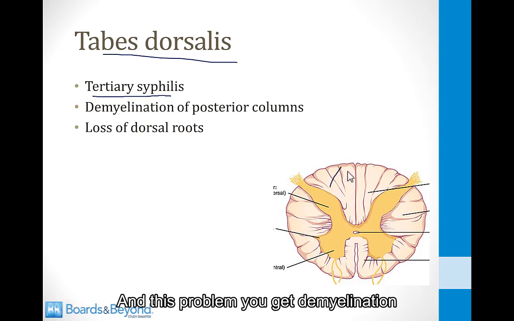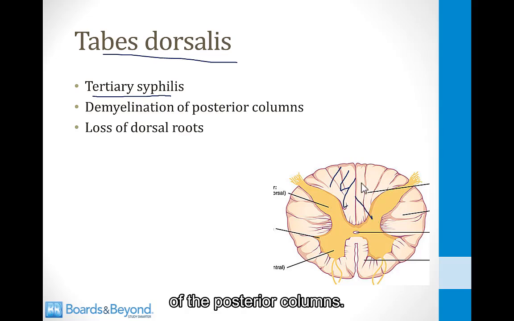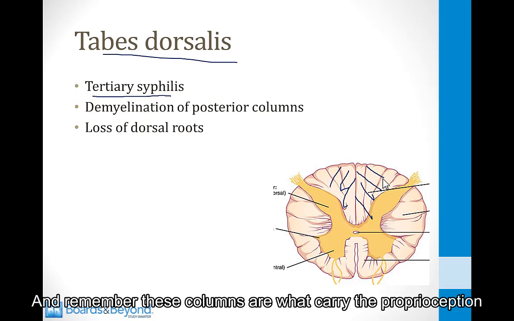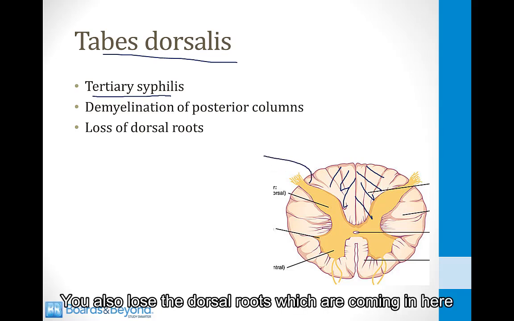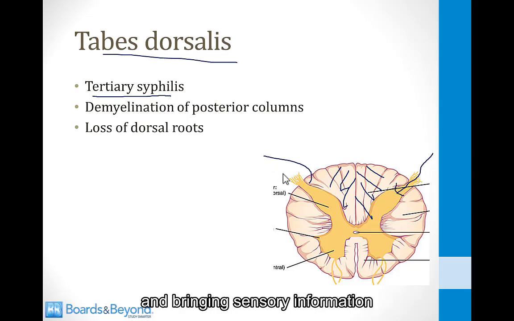And in this problem, you get demyelination of the posterior columns. And remember, these columns are what carry the proprioception and vibration information up to your brain. You also lose the dorsal roots, which are coming in here and bringing sensory information into this level of the spinal cord.